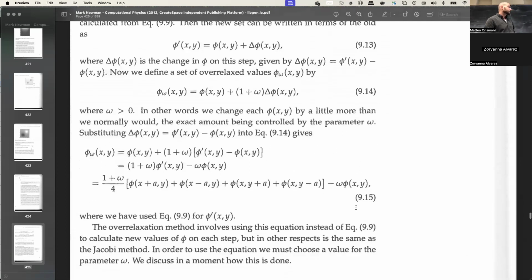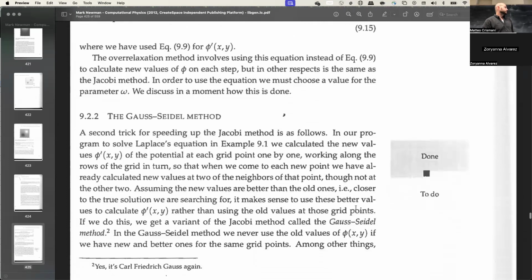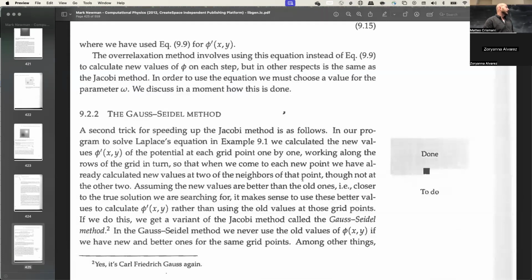That's overrelaxation. You can add to this another thing, a second trick. And this is what we call the Gauss-Seidel method. And here you can kind of see in this image, this would be like starting at the top of the array, and then you move through the array, and then you go down to the next row, move through the array, go down to the next row, right? And this is stuff you have to do, and this is where you are.